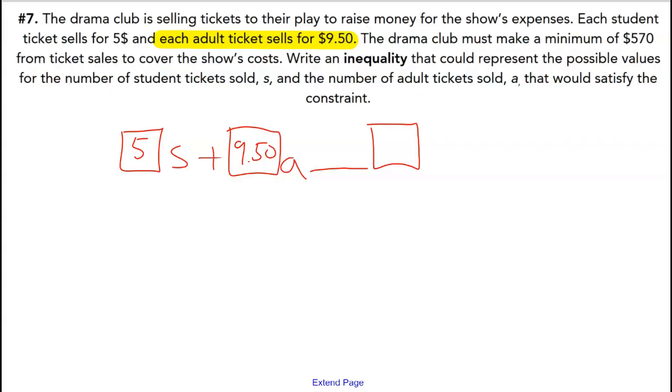Now, think about what the inequality would be. Would it be less than or equal to, greater than or equal to? If you said greater than or equal to, you'd be correct. It says make a minimum, which means if the minimum was X amount of dollars, it has to be greater than that or equal to that. All right, but greater than or equal to what? What's the last number that goes here?